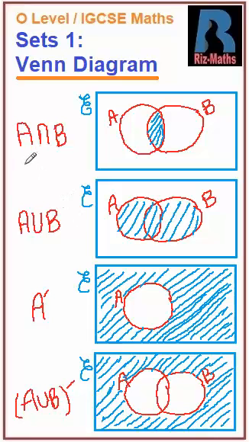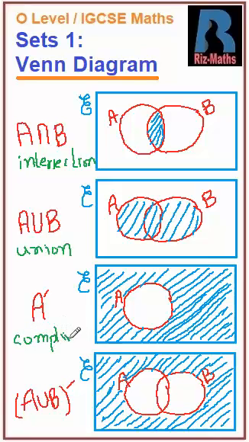So it means A intersection B. So this is intersection, means the common part. This is union, which means combining the two sets. This is complement, means not A, other than A. And this is A union B complement.